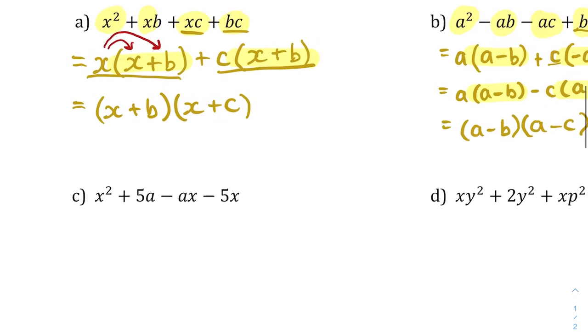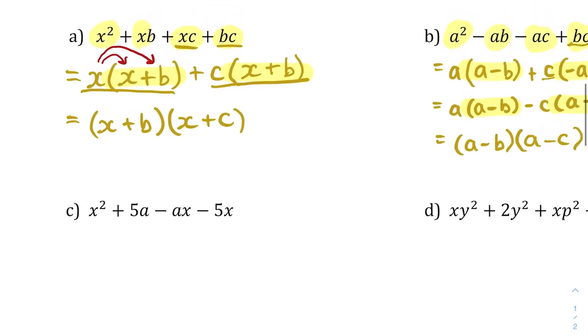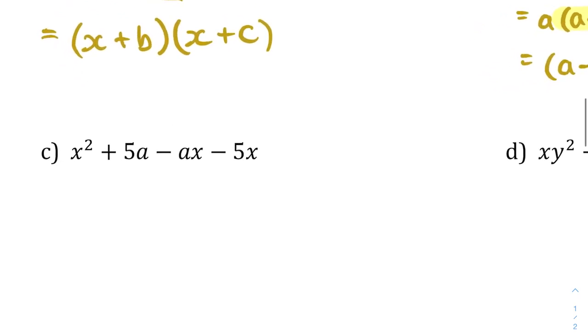Let's try the two last examples. Oh no, there's three. Okay. Alright, so looking at this, normally we look at the first two terms, right? But notice they have nothing in common. But the two terms in the middle, they have a in common. And the first term and the last term, they have x in common.